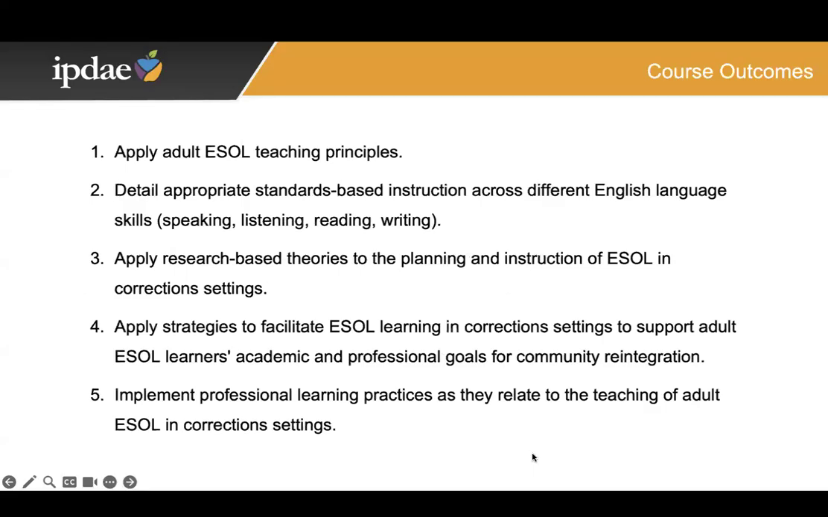So now our course outcomes. The first is apply adult ESOL teaching principles. The second outcome is detail appropriate standards-based instruction across different English language skills. The third is apply research-based theories to the planning and instruction of ESOL and correction settings. The fourth outcome is apply strategies to facilitate ESOL learning in correction settings to support adult ESOL learners' academic and professional goals for community reentry. And five, implement professional learning practices as they relate to the teaching of adult ESOL and correction settings.